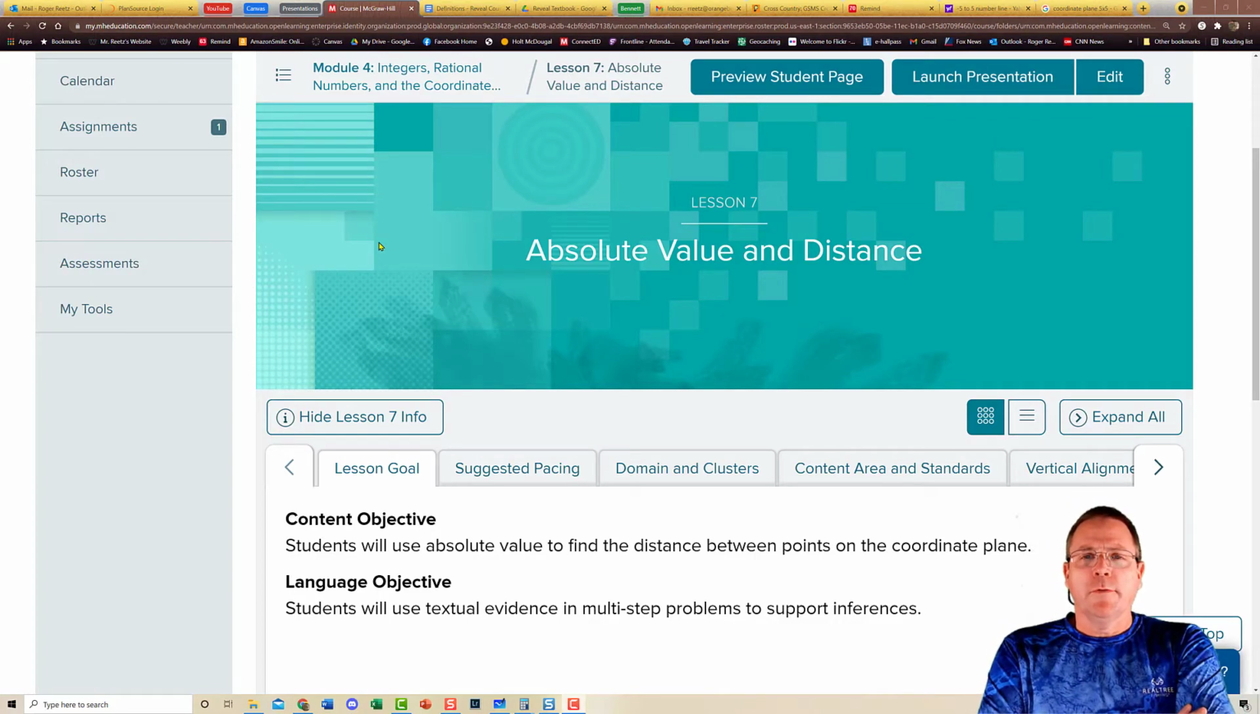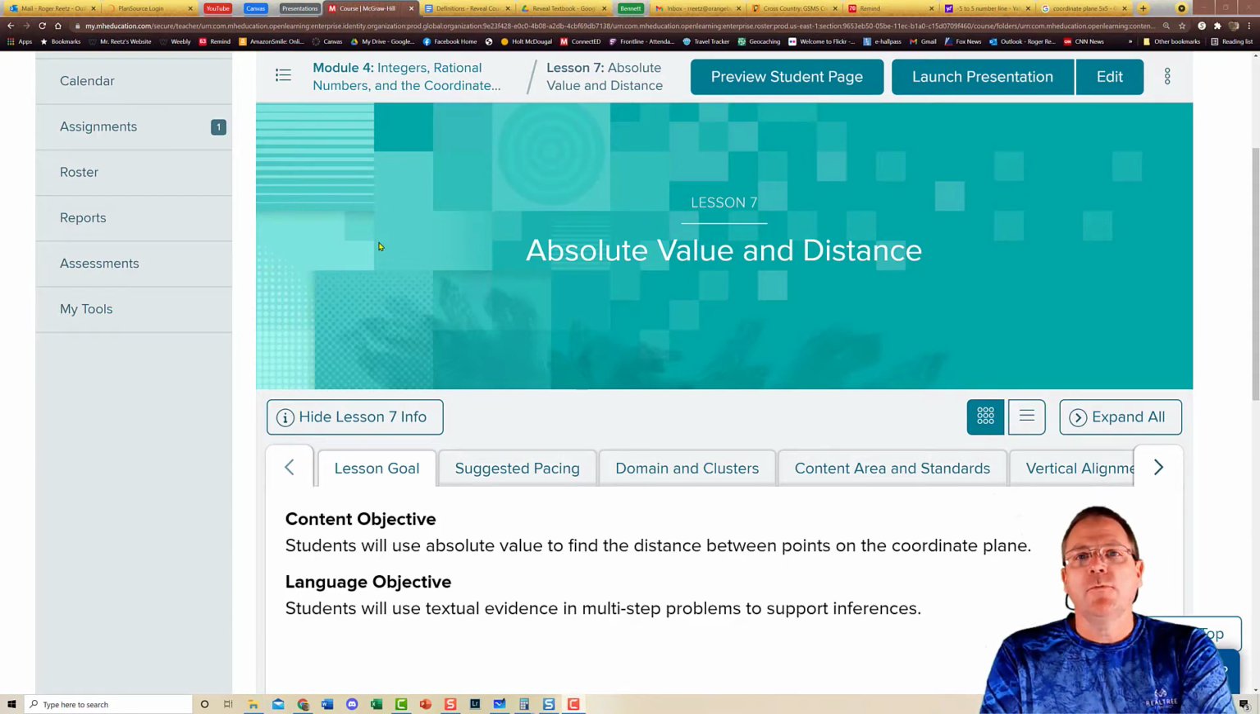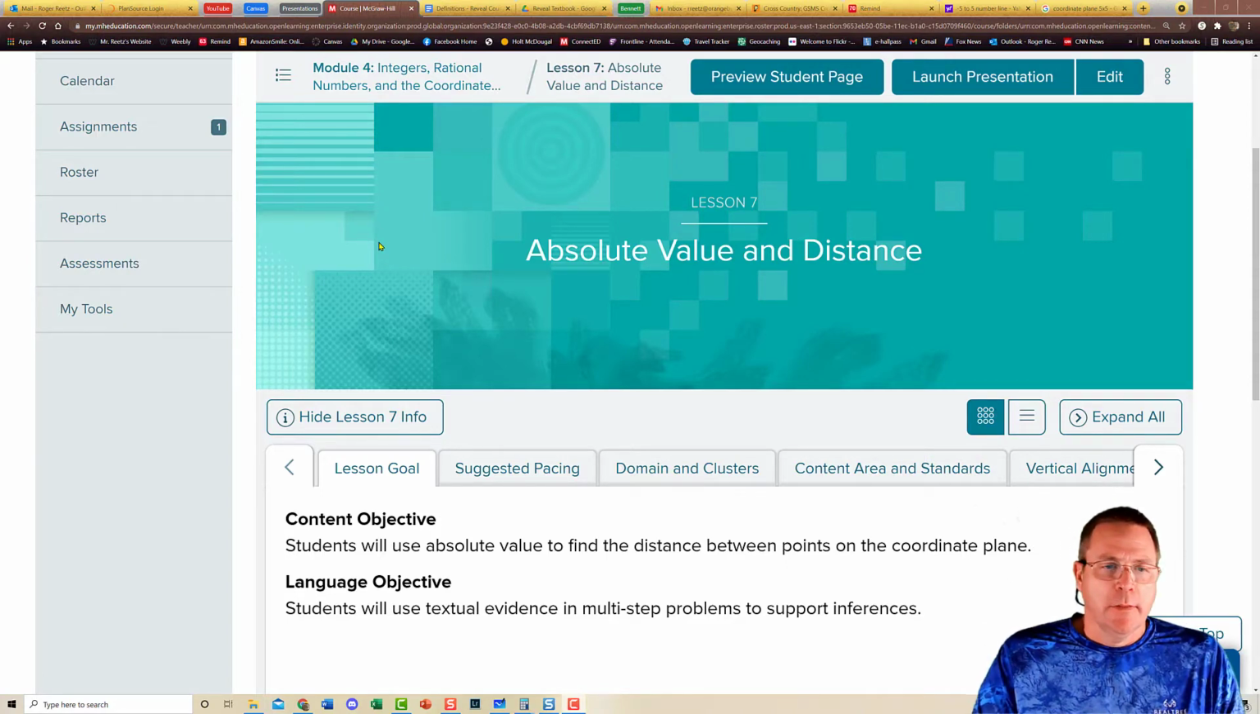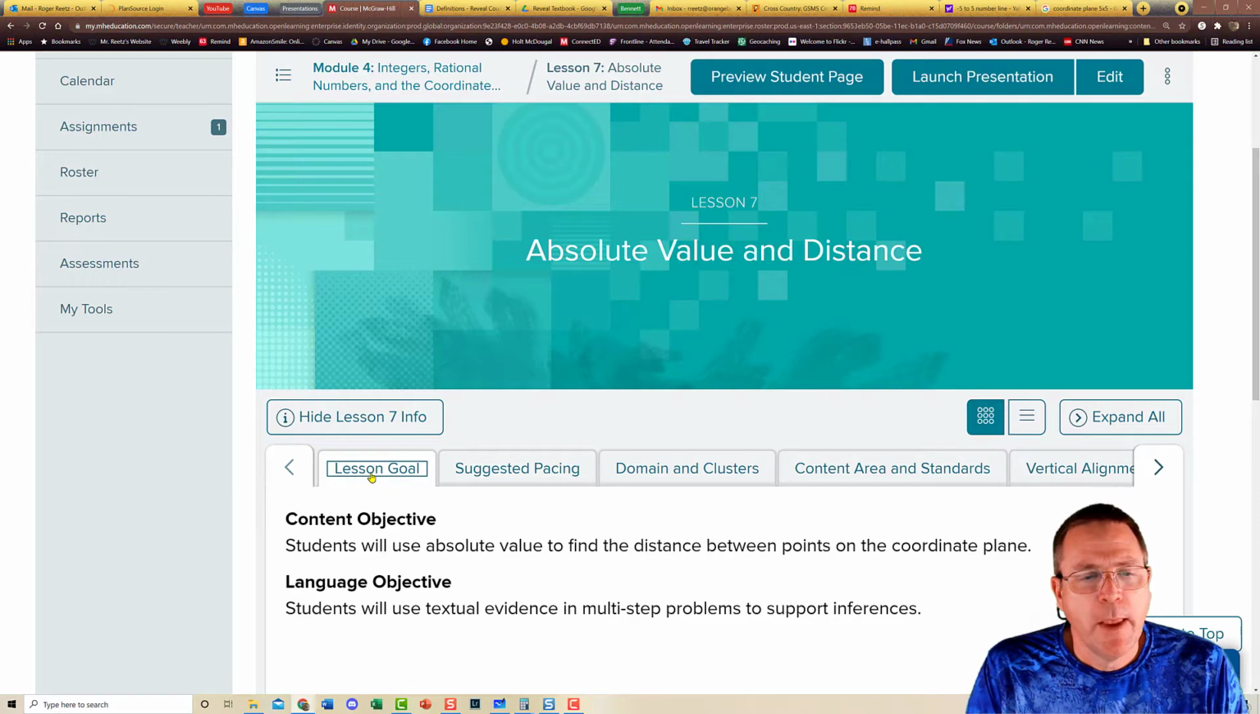We have arrived to the very last lesson for Chapter 4. It's Section 7, Absolute Value and Distance. The pacing guide says that this is going to be a 135-minute lesson, so we might drag it out 2 days. Students will use absolute value to find the distance between 2 points on a coordinate plane. Sounds pretty simple.